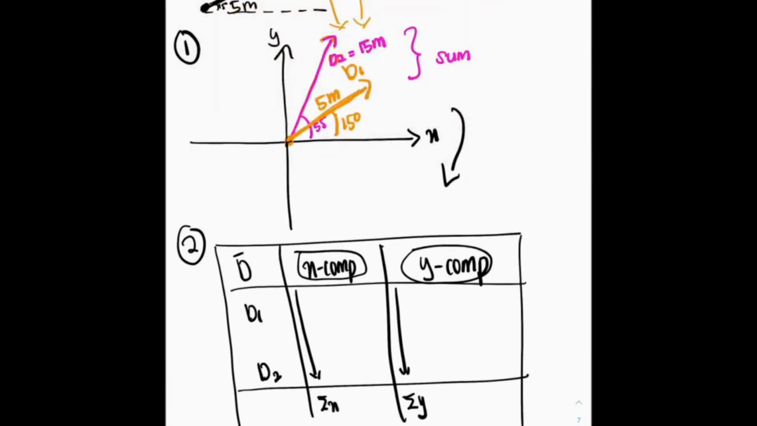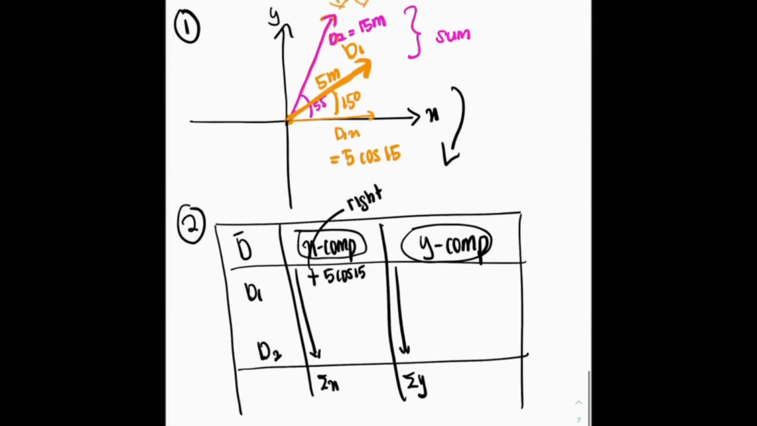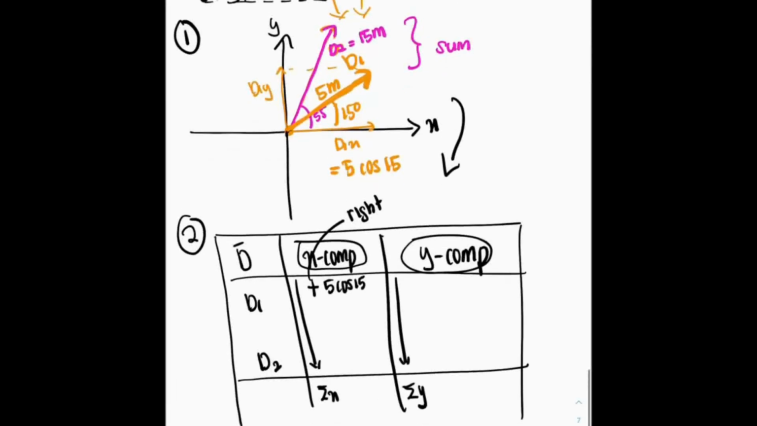So D1 was initially sitting here. This is your D1. So you have to resolve this D1 into D1x, which is 5 cos 15, and your dx here is to the right. So positive 5 cos 15. The positive here is because the direction is right. And then you're going to draw your D1y now. Your D1y is going to sit somewhere here. This is my D1y when I resolve. So I'm going to end up with positive 5 sin 15. Positive is because it is upward.